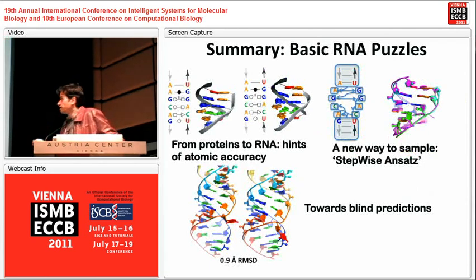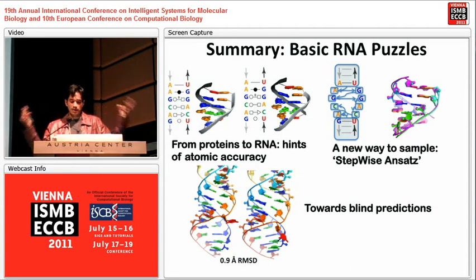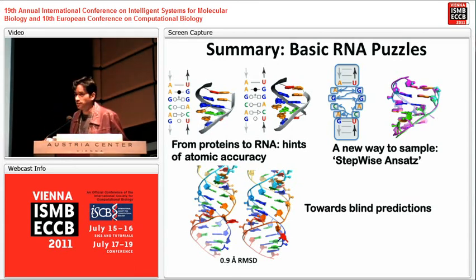Okay, so let me just quickly summarize. I started by importing ideas from protein structure prediction into the RNA structure prediction problem, and we saw tantalizing hints of atomic accuracy, but then we ran into the sampling bottleneck. And the key idea I'm presenting here is a new way to sample biopolymer structures that allows the enumeration of all residue-by-residue building paths of a molecule, and it appears to achieve atomic accuracy in many test cases. And finally, we're entering this, I think, really exciting phase for our field where we can test our ideas at quite high resolution through blind trials on unreleased crystal structures.